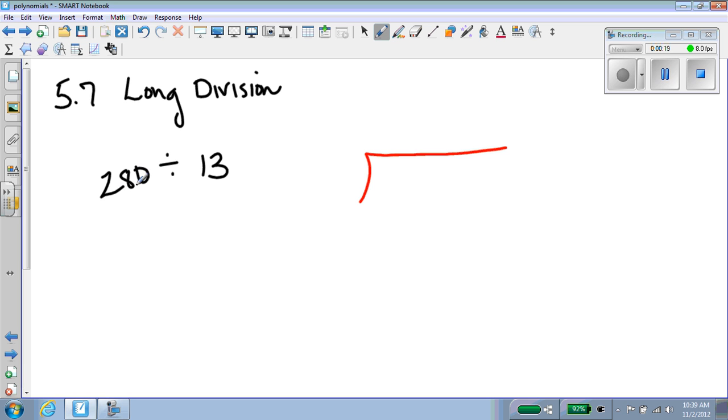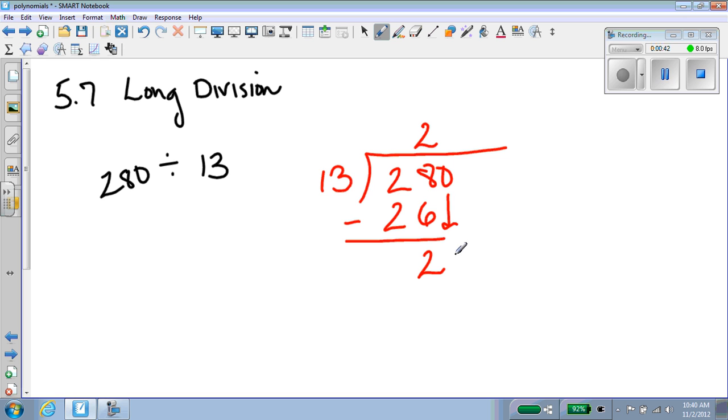So the first number, 280, is divided by 13. And so will 2 divide by 13? No. How about 28? Yes. I can make two groups of 13. Two groups of 13 is 26. I draw a line. I subtract 2. I bring down my 0.